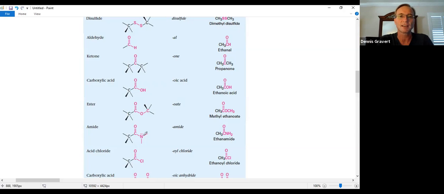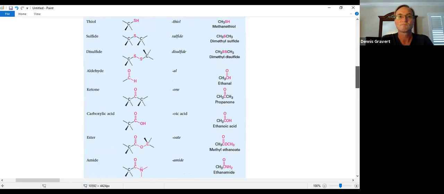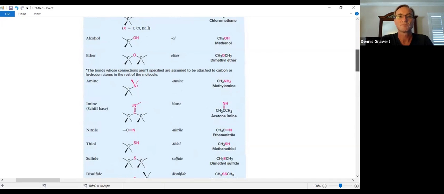Nitrogen does the same thing. When nitrogen is connected to a double bonded O, that's an amide. But if nitrogen is just connected to carbon and the carbon does not have a double bonded oxygen, there it is. Nitrogen just attached to carbon, no double bond O. It's not an amide, it's an amine.